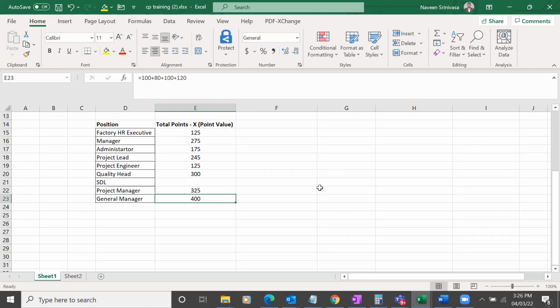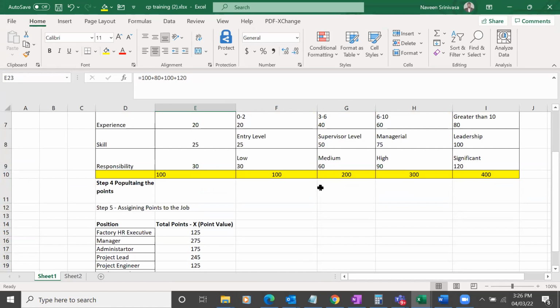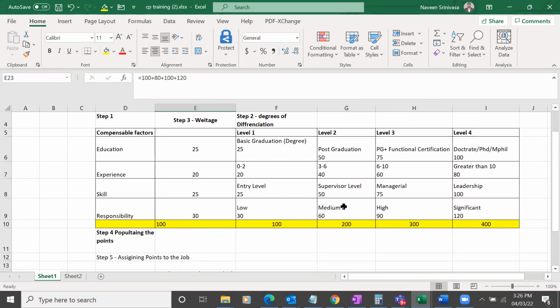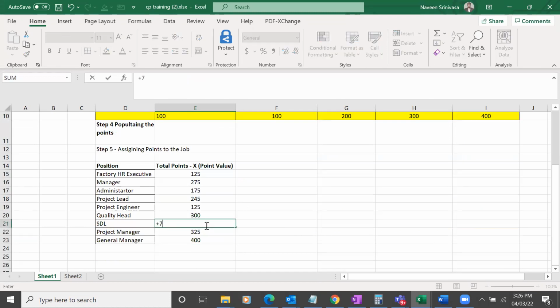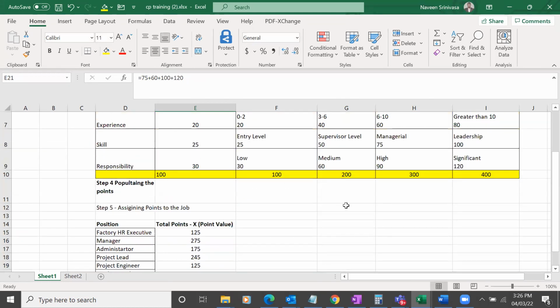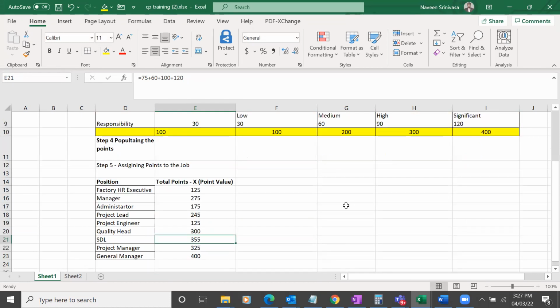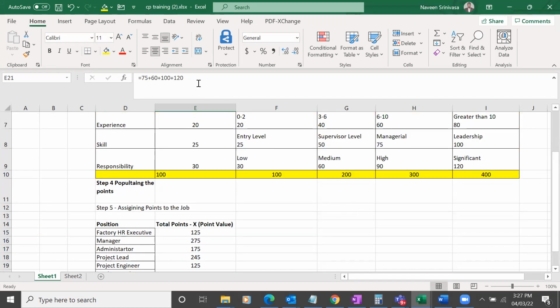So the SDL. Okay, now left with SDL. 75-60, 190. Or 75-60, 100, 120. I will just see. 100, 120. So it will be more than project manager. Is that fine? Not sure about this position. I think we can swap between SDL and the project manager.